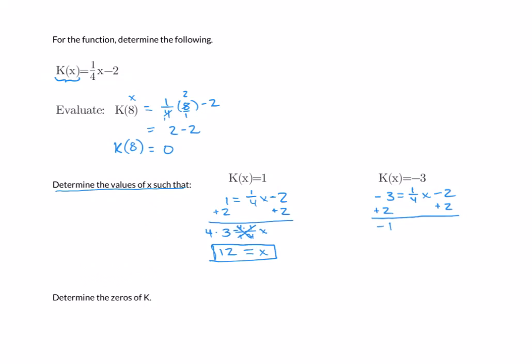We get -1 equals 1/4 x. Again, to get rid of the fraction, I'm going to multiply by 4. I'm going to multiply by the reciprocal. On the right side, my 4 and my 1/4 cancel, leaving me with just x. And on the left, we get 4 times -1 is -4.